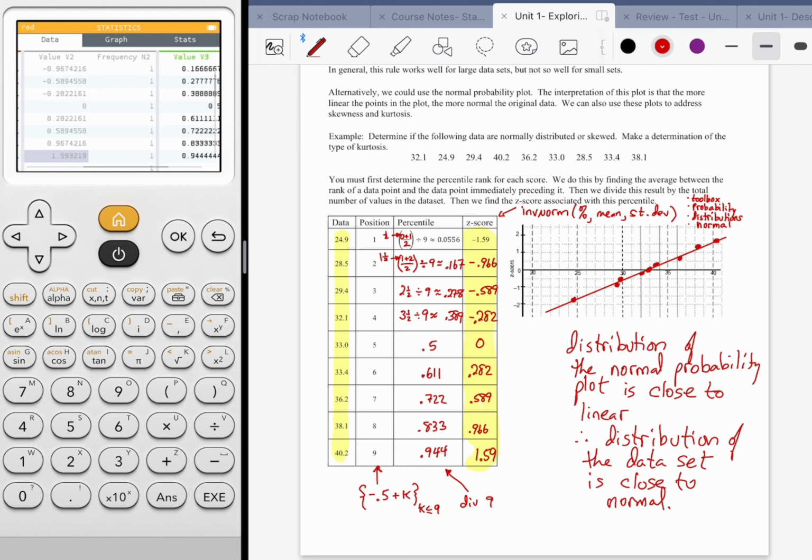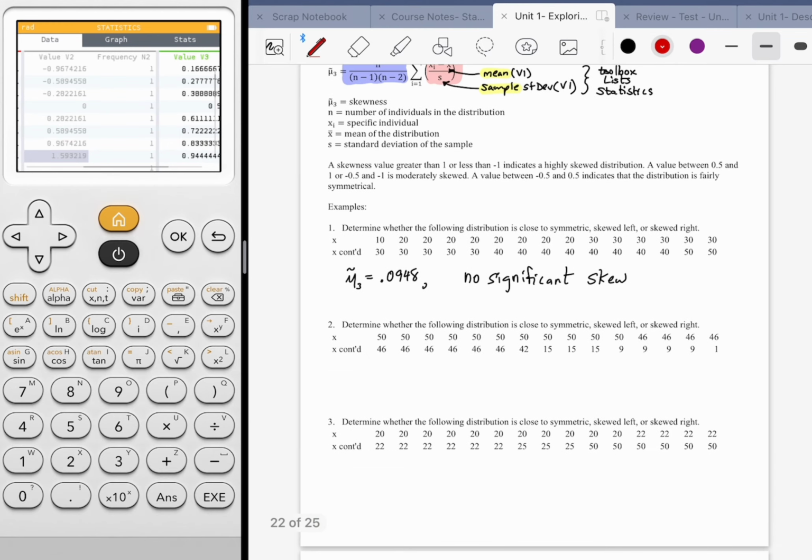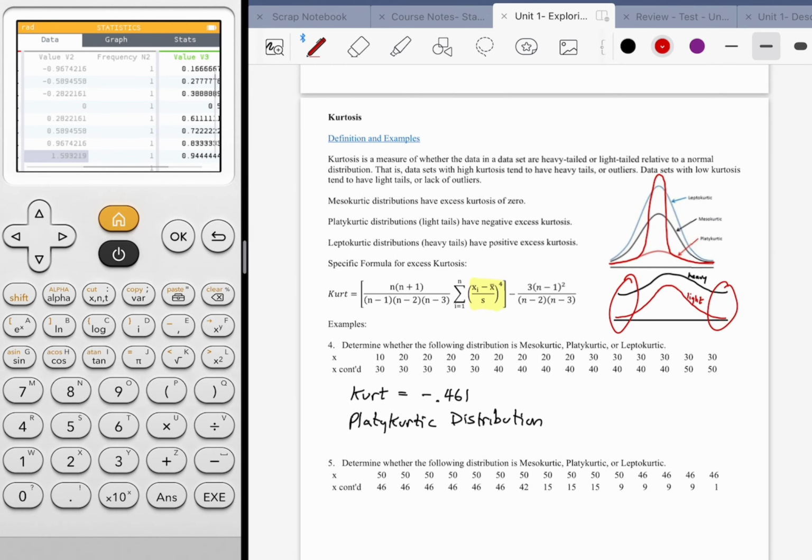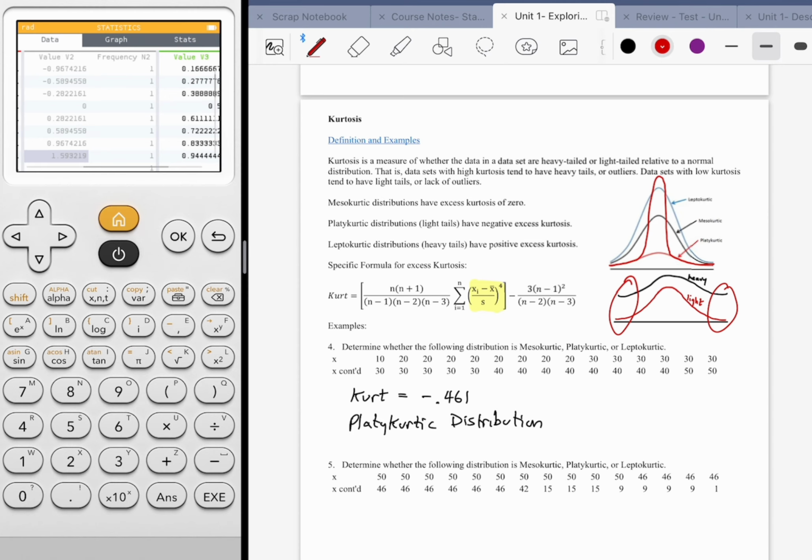So it's applying the logic: if I know that a distribution is close to normal, then I know that, if we're addressing skewness, it's symmetric. If I'm addressing kurtosis, I'm saying that it's mesokurtic. So I can draw my conclusions about skewness and kurtosis based off of the normal probability plot, which is a good thing to know.